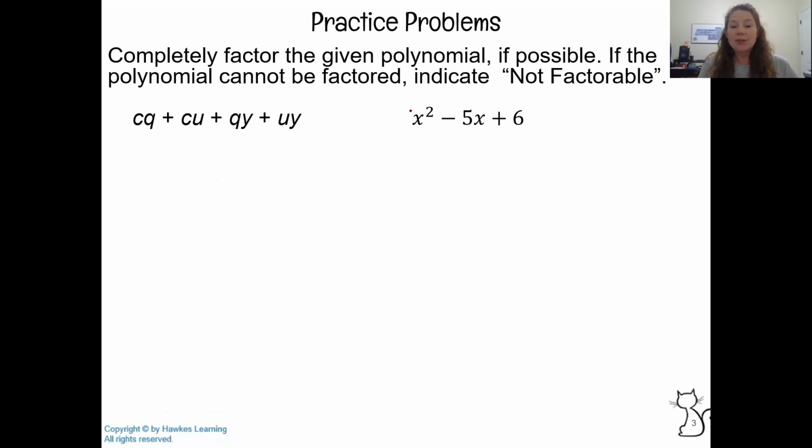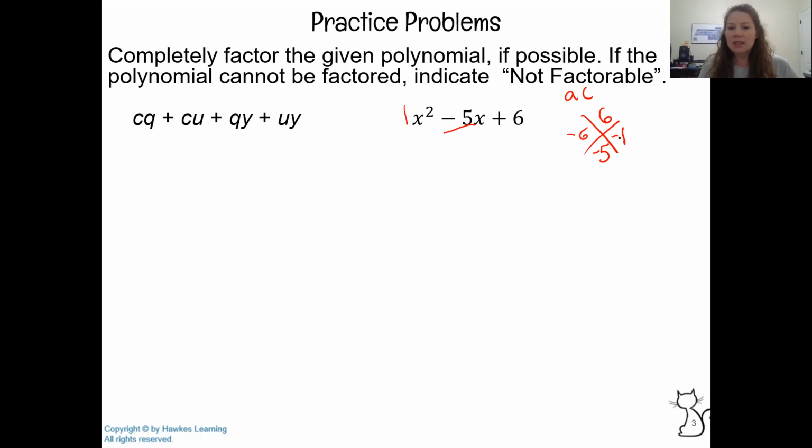Now, we have been doing the AC method where you multiply A times C. Well, when the coefficient is 1, you can kind of skip that middle step. So for example, if we did 1 times 6, we decided that we needed 2 numbers that multiply to give us 6 and add to give us that middle term of -5. So we know that we'd have to have 6 and 1. And actually, they would both have to be a negative number.